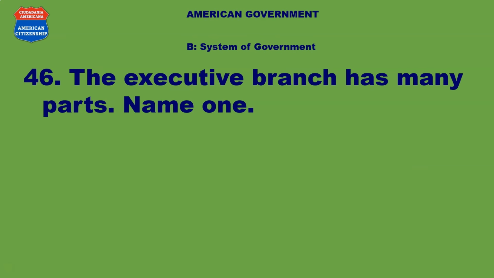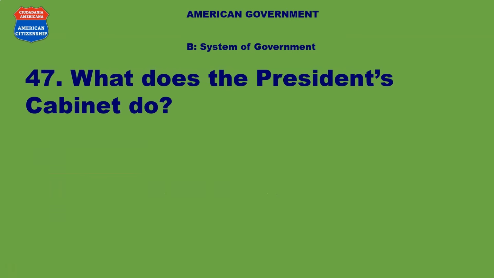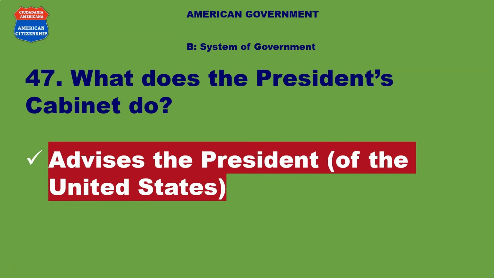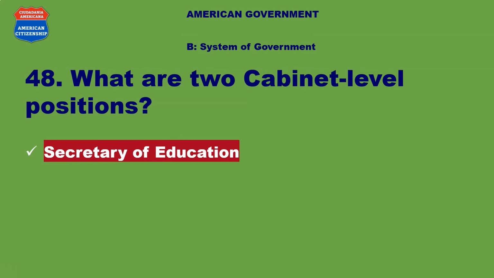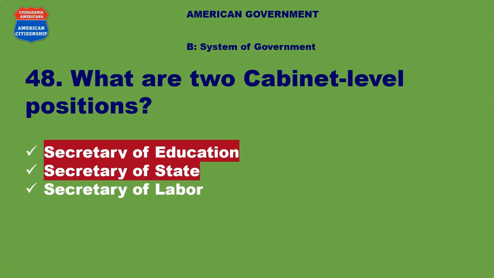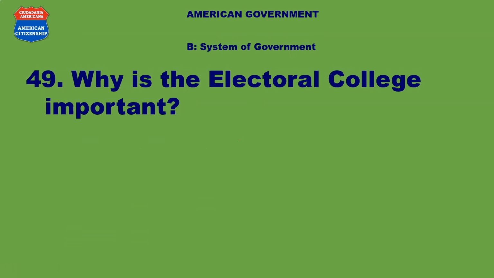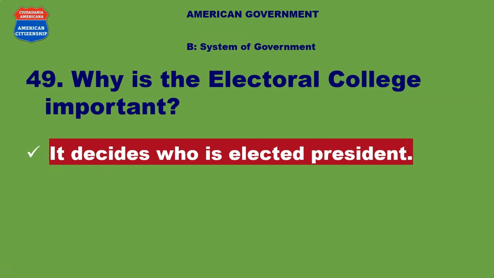The executive branch has many parts. Name one. The Cabinet. What does the President's Cabinet do? Advises the President of the United States. What are 2 cabinet-level positions? Secretary of Education and Secretary of State. Why is the Electoral College important? Because it decides who is elected president.